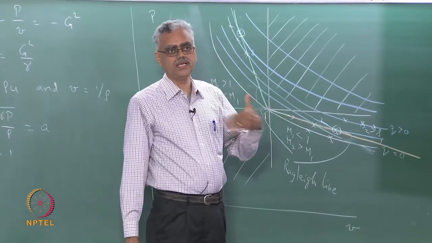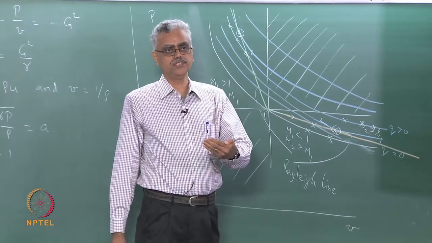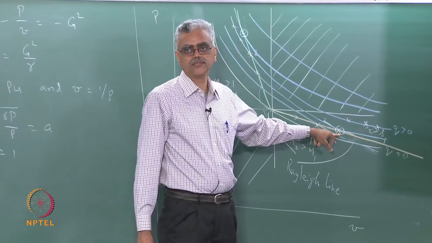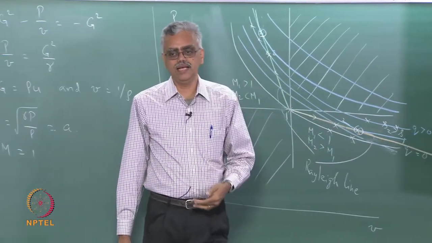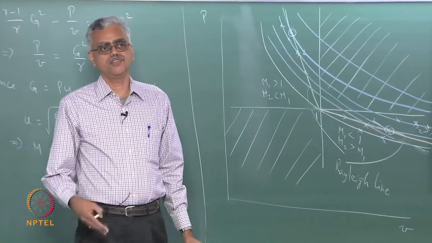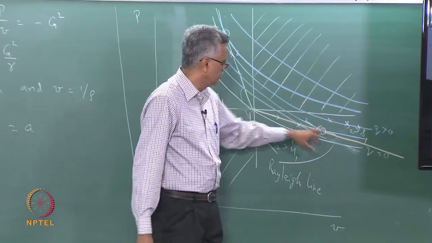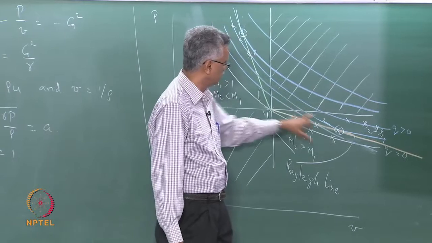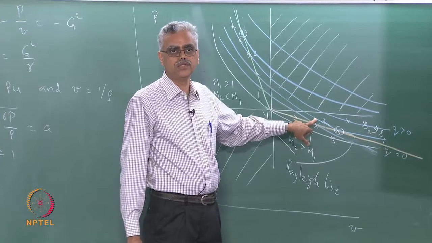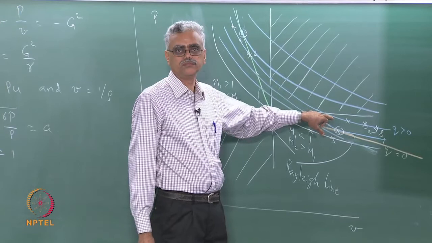Now, once again we asked this question earlier: what happens if I add an amount of heat which is more than what is required to reach the sonic state? If we denote the amount of heat that we add to reach the sonic state as Q star, what happens if I add an amount of heat more than Q star? If this is the H curve corresponding to Q equal to Q star, and I add heat more than Q star, then my downstream state would have to be on this H curve.